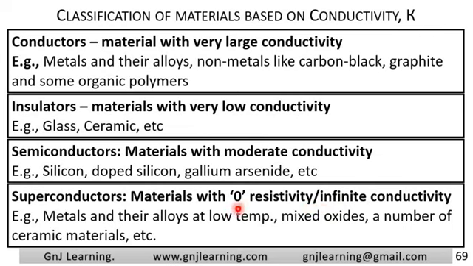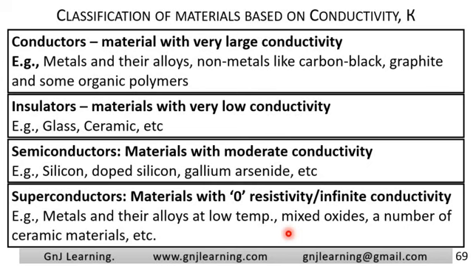So zero resistivity and infinite conductivity means the material will allow electrons to flow, electricity to flow, without any resistance. In earlier times, it was metals and their alloys at low temperature. Later, it was found that certain mixed oxides and a number of ceramic materials can also act as superconductors even at room temperature.